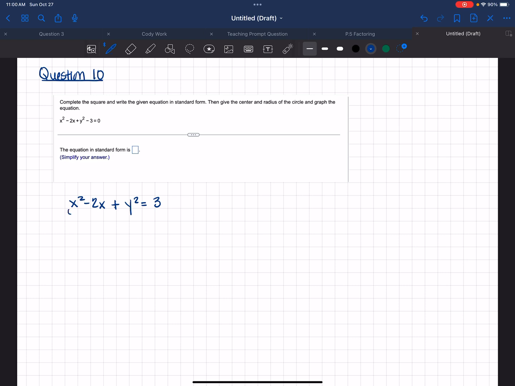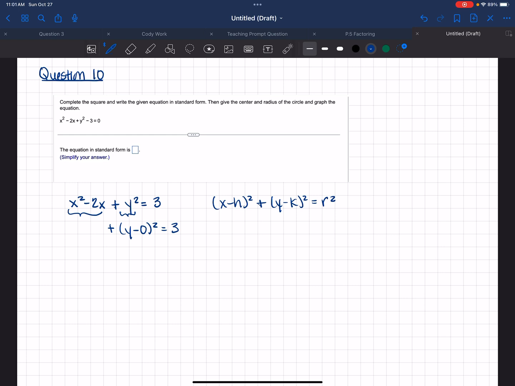Now, we need to complete the square on this part, and that's the only part we have to complete the square on, because this y squared really is y minus 0 squared. Okay, and we're going to keep bringing that down in just a minute. Remember, we're looking for x minus h squared plus y minus k squared equals r squared. So what we need to do is we're going to complete the square on this little part right here.